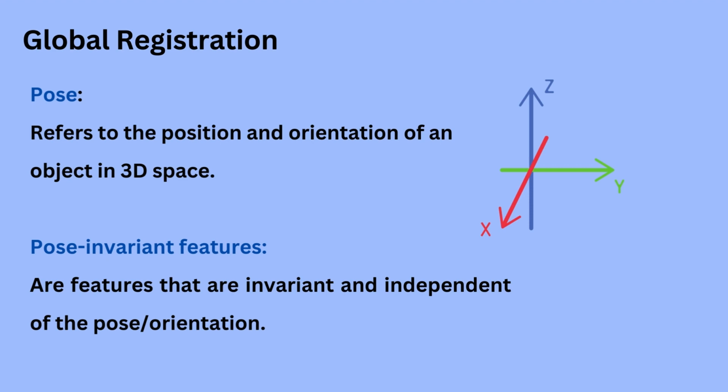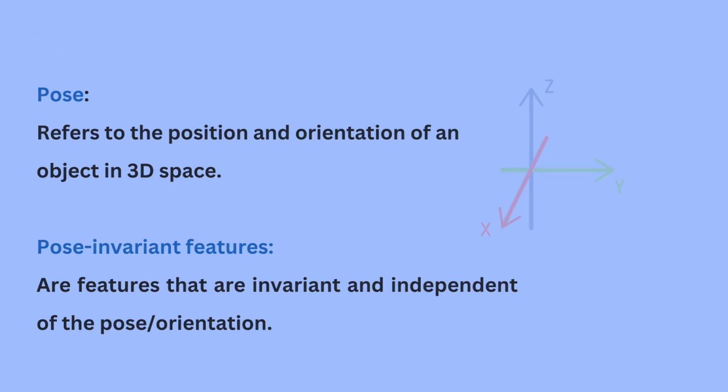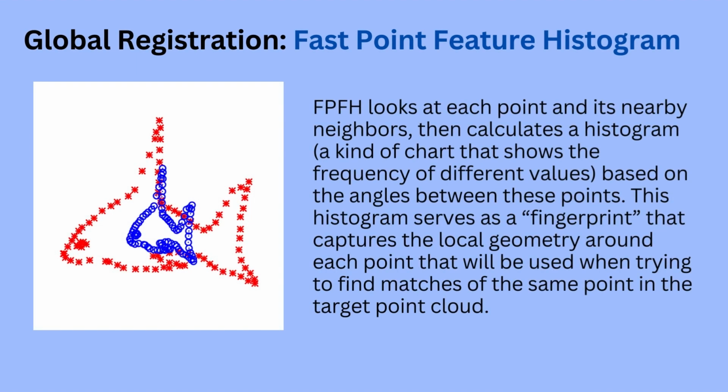Pose invariant features are features that are invariant and independent of the pose and the orientation of that object in that 3D space. In this tutorial, we will be looking at the fast point feature histogram algorithm as a way for us to extract those pose invariant features. And what are fast point feature histograms, or FPFH? FPFH essentially looks at the point and its neighbors, and it calculates a histogram. This histogram is just a chart that shows the frequency of different values.